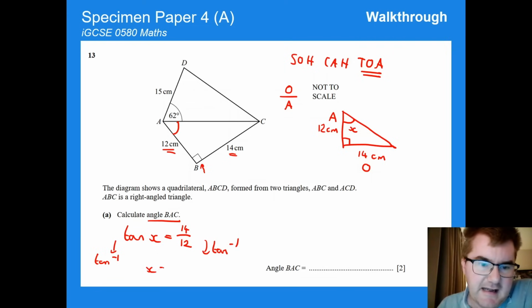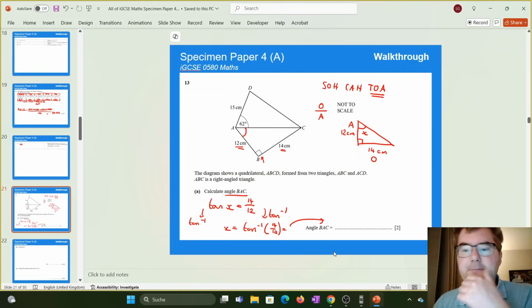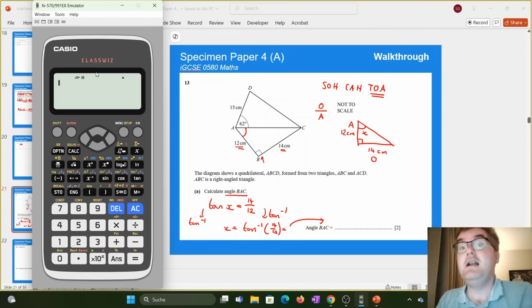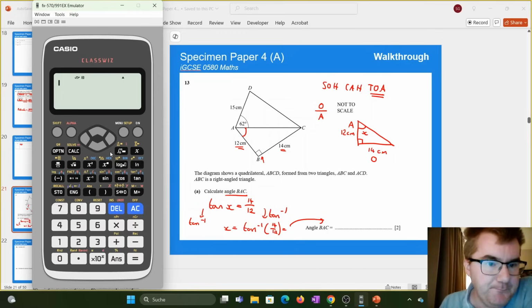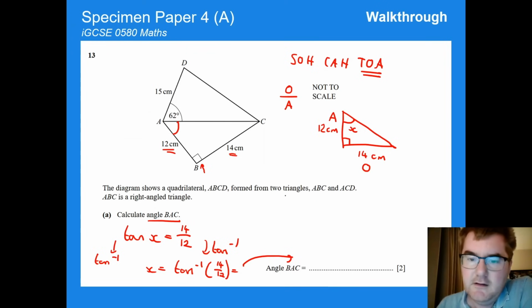So that gives us then X is equal to the inverse of tan, 14 over 12. And let's now go to our calculator. Now also one thing to make sure for your calculator is make sure it says D at the top. You want it in degrees. If it says R, bad things happen. So make sure you're aware of that. So we go to Shift Tan, and then we do 14 divided by 12. Gives us 49.398.